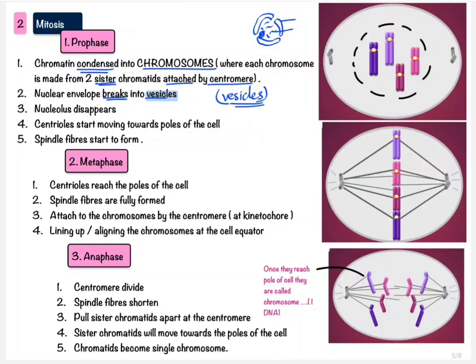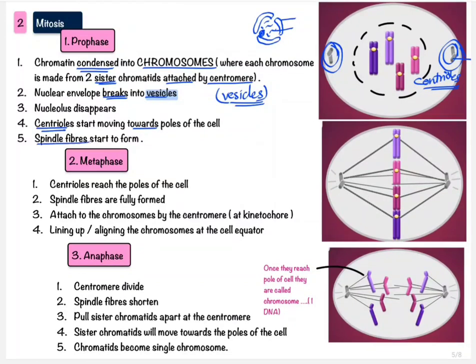The centrioles start moving towards the poles of the cell. These are called the poles of the cell, and these are the centrioles. I didn't declare centrioles before. Okay, these are the centrioles that are made of 9 triplets of microtubules. They move to the poles of the cell, right here. So we said now that the chromatin condenses, the nucleolus disappears, the nuclear envelope breaks down into vesicles, and the centrioles start moving towards the poles of the cell.